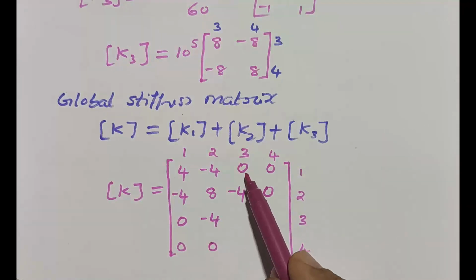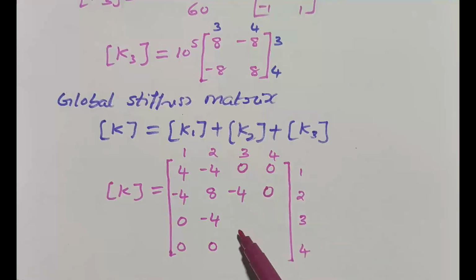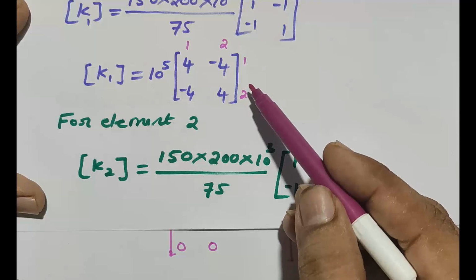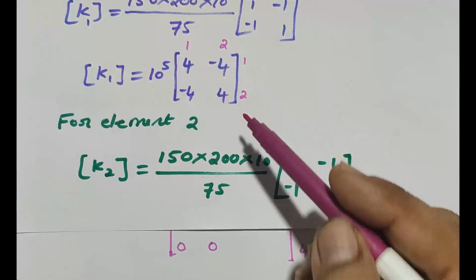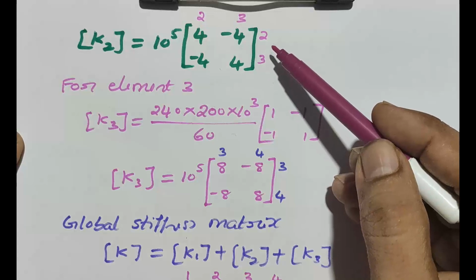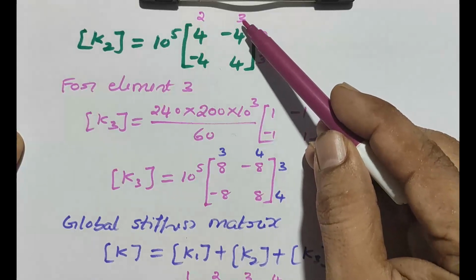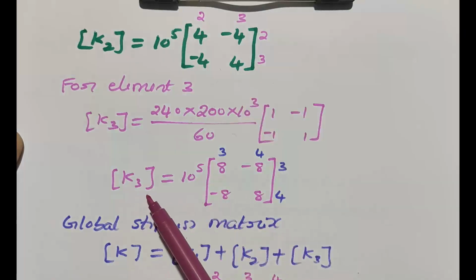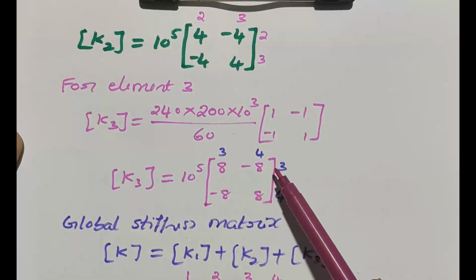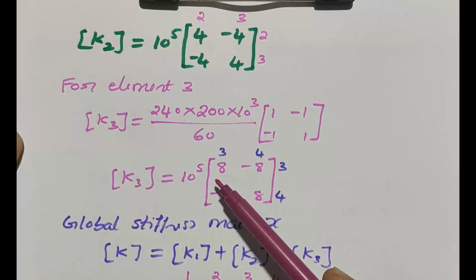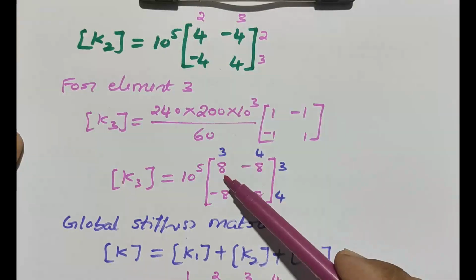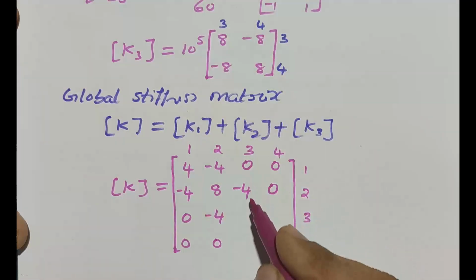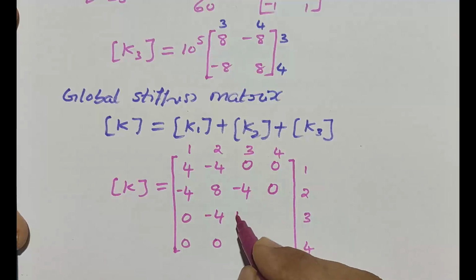Next, we need the element corresponding to 3 and 3. See the elemental stiffness matrix of element 1. Here we don't have any element corresponding to 3 and 3. See the elemental stiffness matrix of second element. Here the element corresponding to 3 and 3 is 4. And in K3, the element corresponding to 3 and 3 is 8. So we have to add this 4 and 8. So 4 plus 8 becomes 12. So here the element corresponding to 3 and 3 is 12.